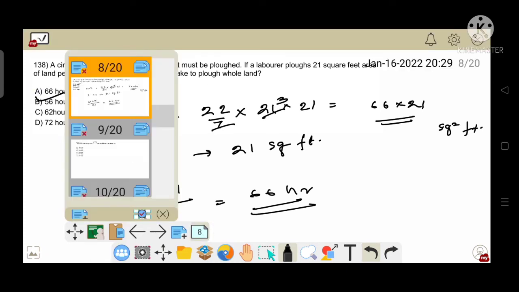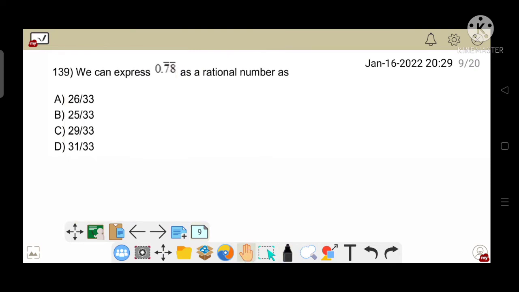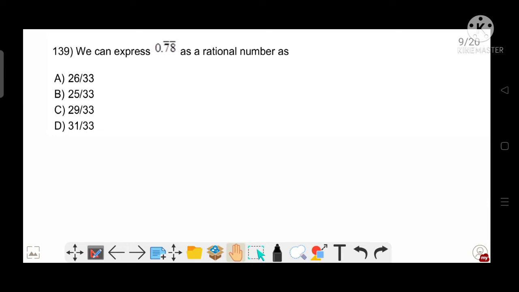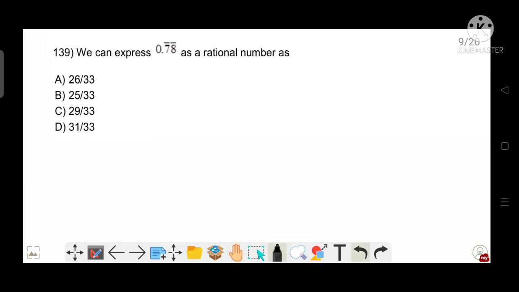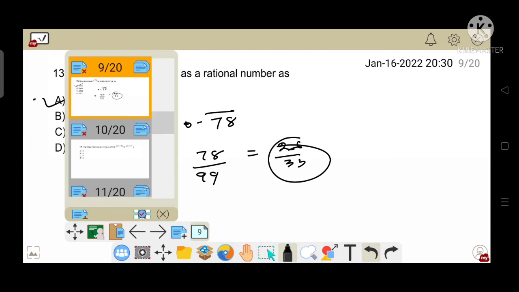Moving to next. Okay, next 9. This is a rational function. On the previous like this we can write 0.78, which means 78 divided by 99, isn't it? So this gives us 26 by 33 as the answer. A is your answer. Moving to next.